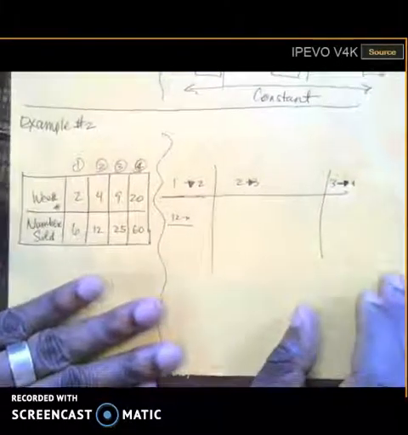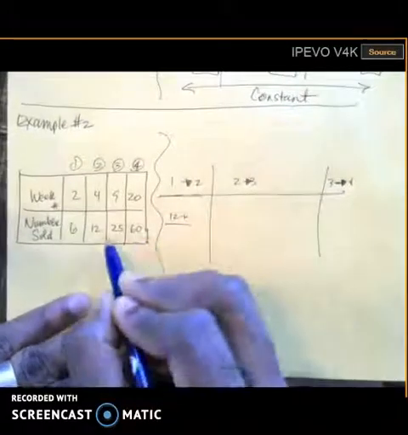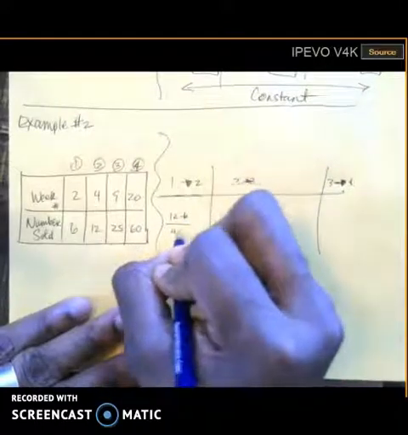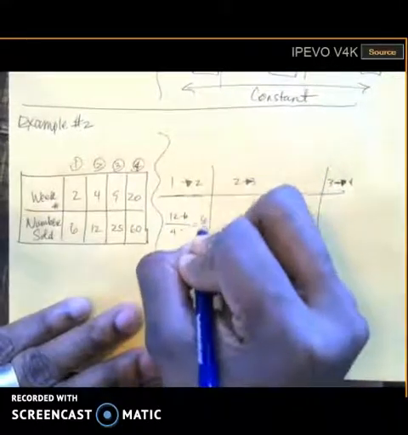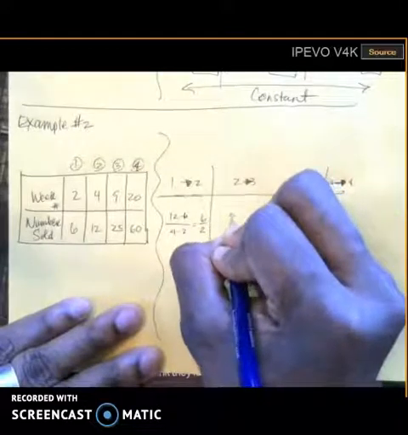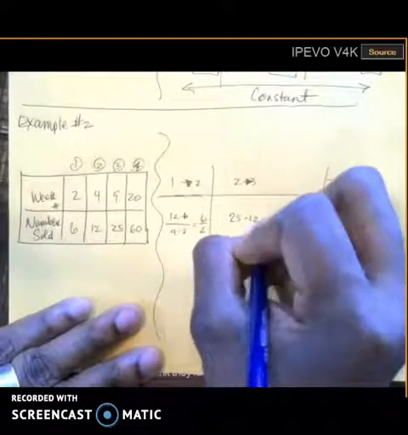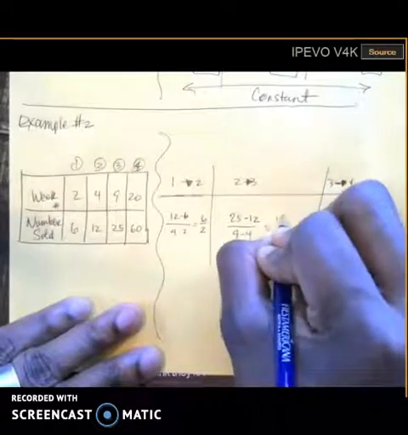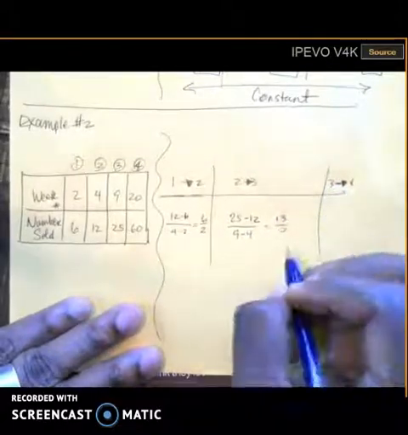Okay, so 12 minus 6 over 4 minus 2, 6 over 2. The next is going to be 25 minus 12 over 9 minus 4. That's going to be 13 over 5.